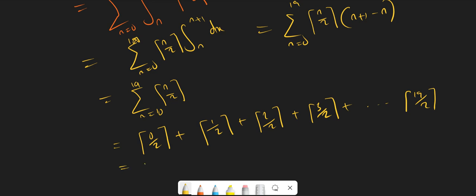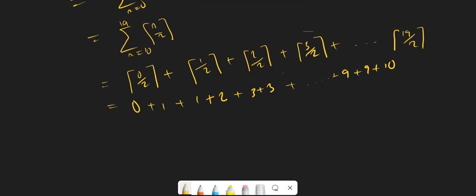Now the first one will be 0, obviously. The smallest integer above here is going to be 1. It's going to be 1 up until we get to the next term, so it's going to be 1 plus 1, then you have 2. Then it's going to be 2 until the next term, so you have 3 plus 3. So the pattern is going to continue this way. Then we're going to get 9 plus 9, then we're going to get 10.